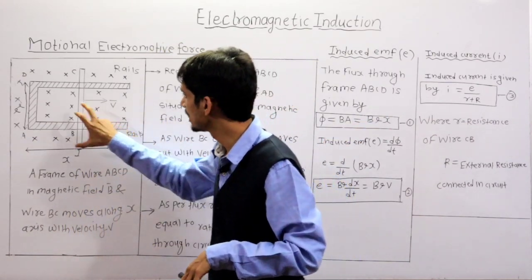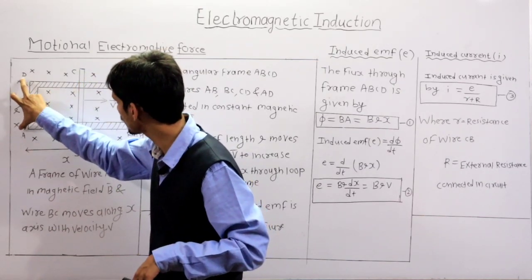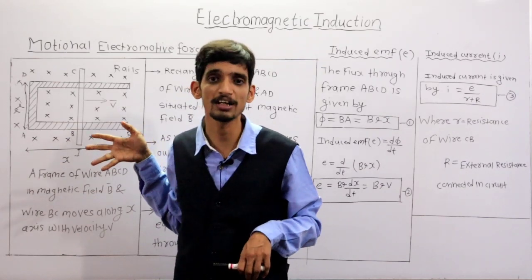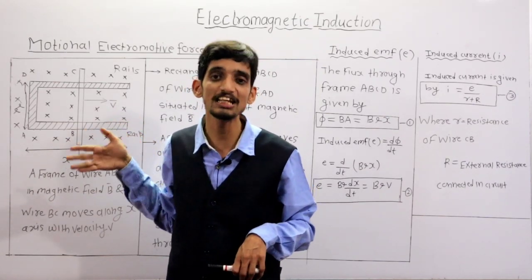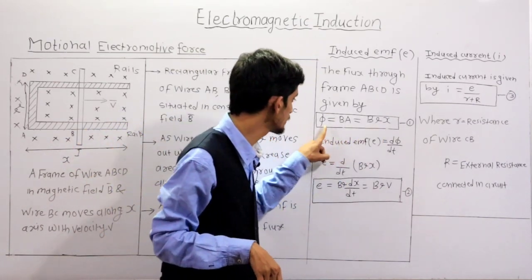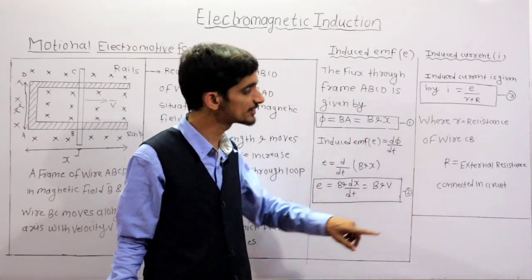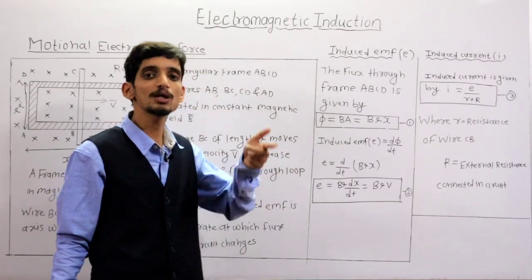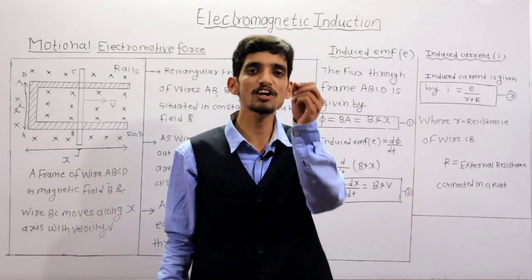Why? Because the length of the rod is L, and it is moving a distance x. As this is a rectangular frame, length into breadth is the area, which is L into x. That's why phi is equal to BLx. This is equation number 1. Clear? Okay. Now induced EMF is equal to d phi by dt.